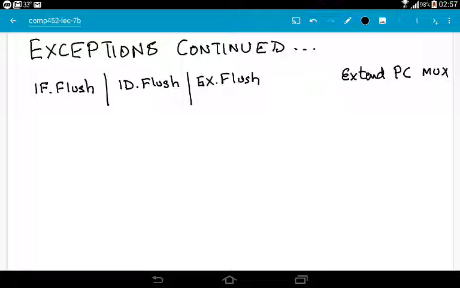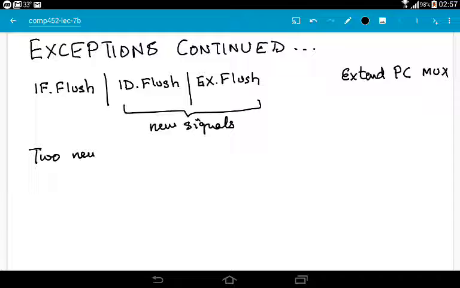And so these are the new signals we need, and we need two new registers. One is called the exception program counter and the other is called the cause register.